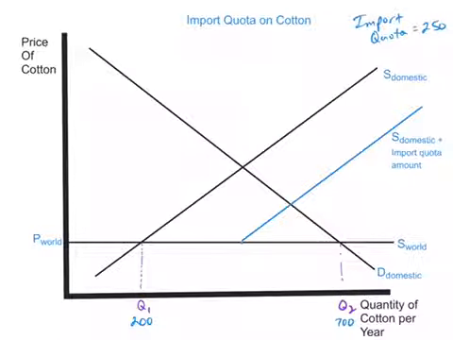And that's why we use a cheat right in between 200 and 700. Set it halfway up. There you go. And now your supply curve is shifted over because you're looking at the domestic supply plus the amount that you let in from the world.